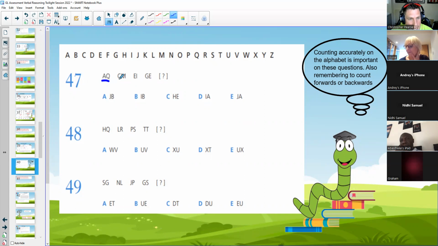So we've got A, C, E, G here. So again, A, C, E, G is +2. Now, what I'd sometimes say to the children is if you just write +2 between the gaps, you know exactly what's going to be happening. You're going to be adding 2 on to G. So our first letter is I.